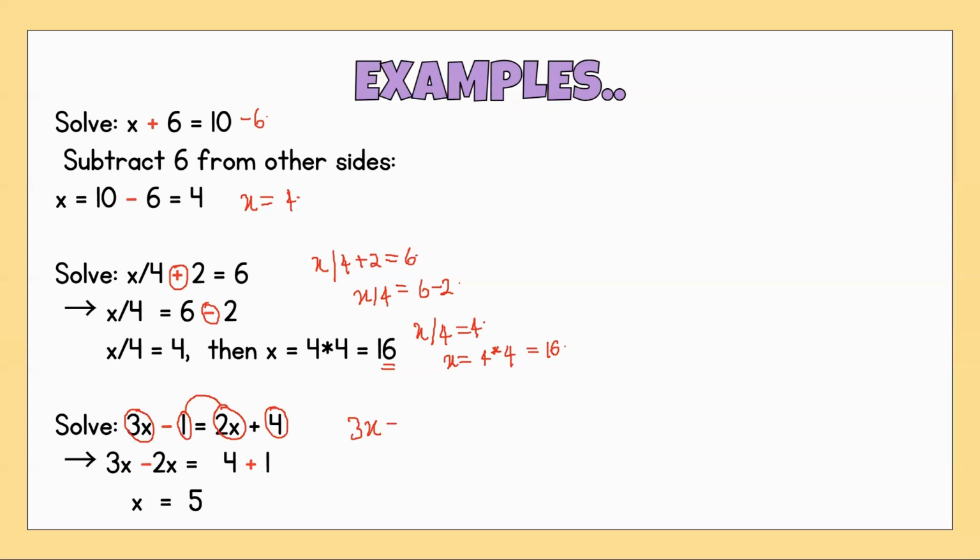So 3x minus 2x is equal to 4 plus 1. Anyway, so 3x minus 2x, it is just equal to x or 1x if you want. And 4 plus 1, 5. So x equals to 5. Easy, right? Very easy. This tip was simple. Let's move to another tip.